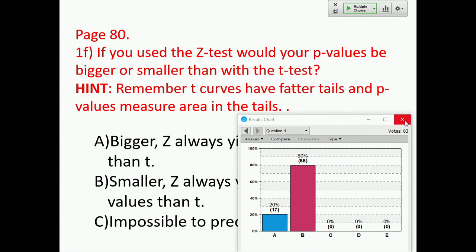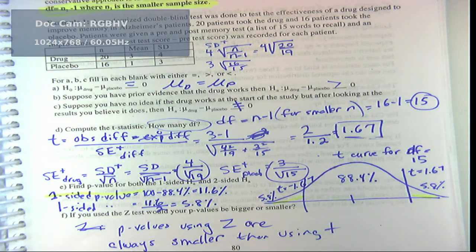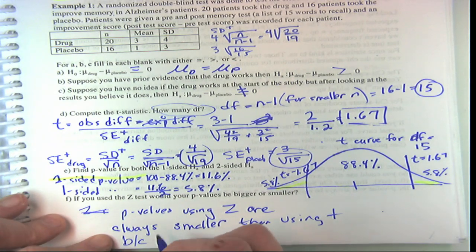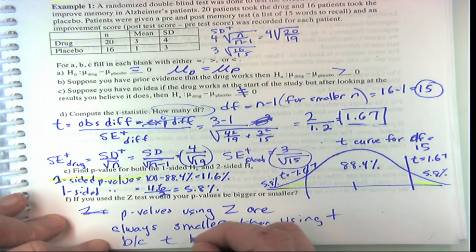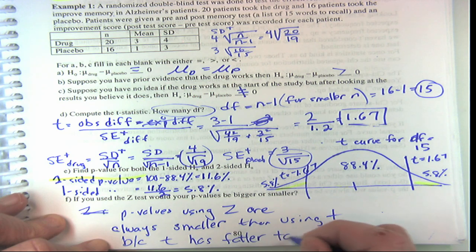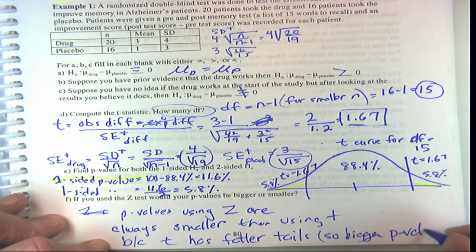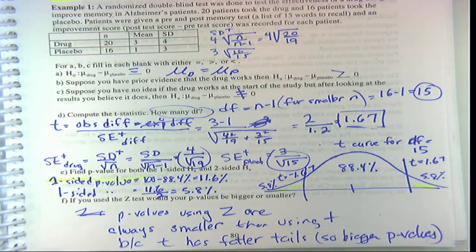So let's look over here and just fill that in the notebook. p-values using z are always smaller than using t because the tails are smaller for z, because t has fatter tails. So it's bigger p-values. t has fatter tails.